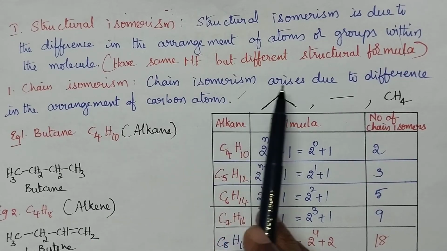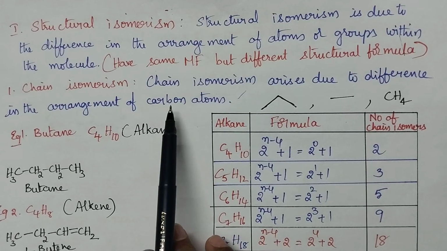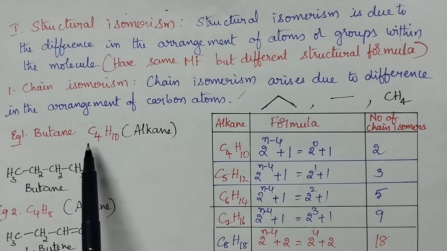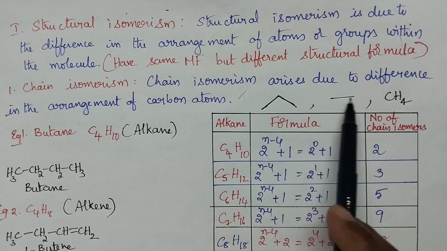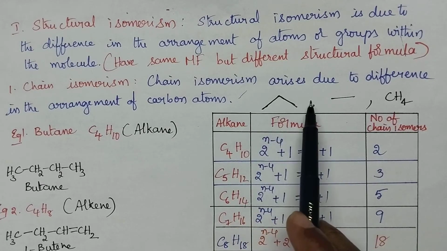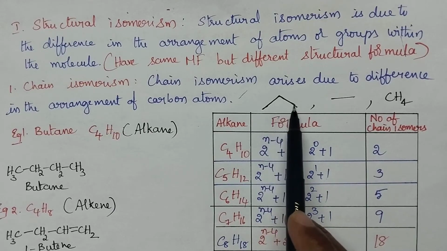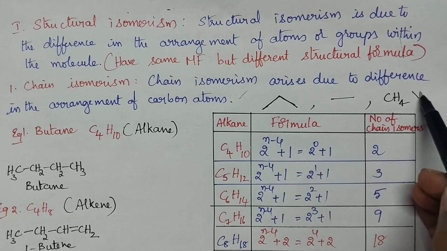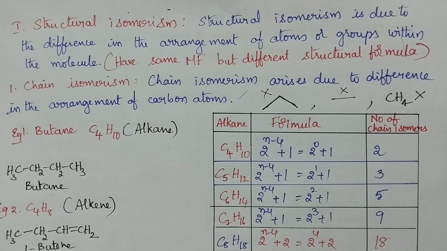Chain isomerism arises due to the difference in the arrangement of carbon atoms within the given molecule. So, in order to exhibit chain isomerism, minimum 4 carbon atoms are required. Let us see if the compound contains only 3 carbon atoms or 2 carbon atoms or 1 carbon atom, whether it exhibits chain isomerism or not. If the compound contains only 3 carbon atoms, there will be no change in the arrangement of carbon atoms. That's why compounds containing 1 or 2 or 3 carbon atoms will not exhibit chain isomerism.